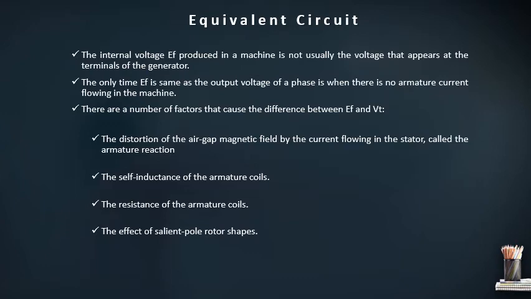These factors are the distortion of the air gap magnetic field by the current flowing in the stator, called the armature reaction; the self-inductance of the armature coil; the resistance of the armature coil; and the effect of salient pole rotor shapes.